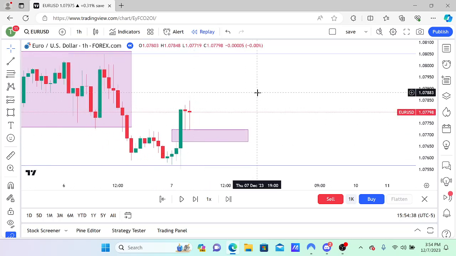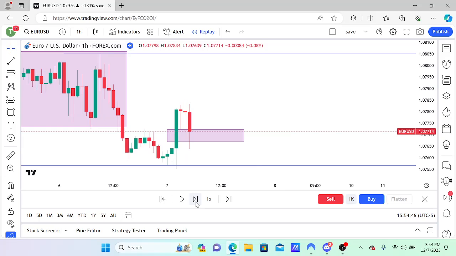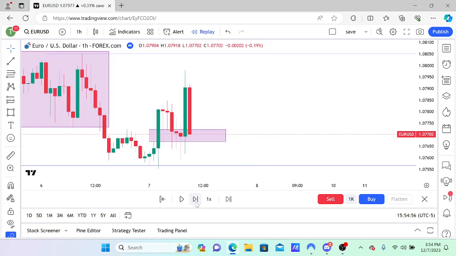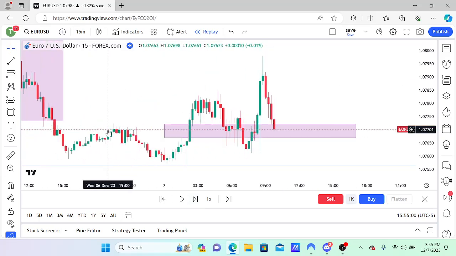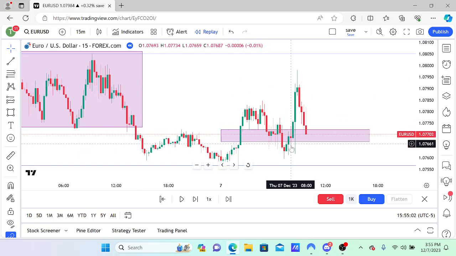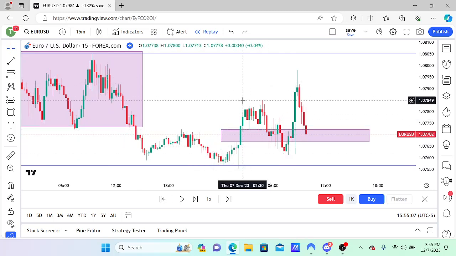Now we need a discount, which is what ICT would call a low risk buy. There's your low risk buy. It comes down into a discount marketplace, and you can see it ramps up, gives you a really nice push. So the 15 minutes, so you can see a little bit better here. Again, there's your low risk buy. It comes down into a discount. It ramps up and it takes out the highs.